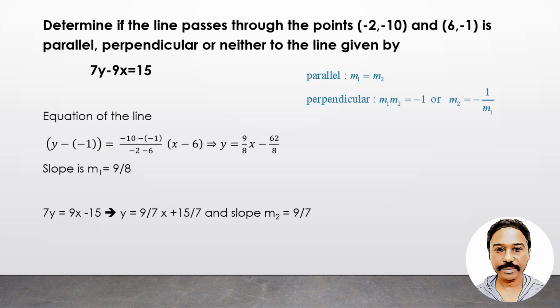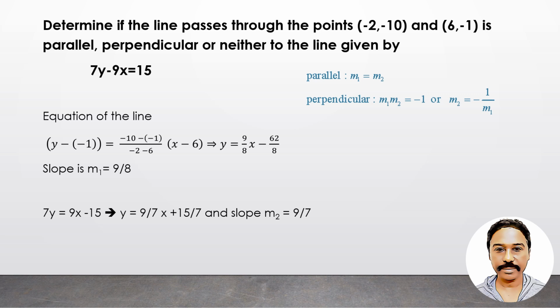So we divide both sides by 7, and we get y equals 9 over 7 multiplied by x plus 15 over 7. The slope of this line is 9 over 7, which is the coefficient of x. So we have m1, which is 9 over 8, and m2, the slope of the second line, which is 9 over 7.